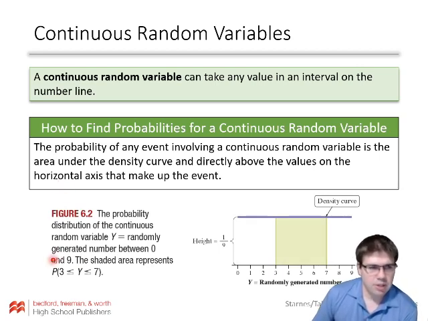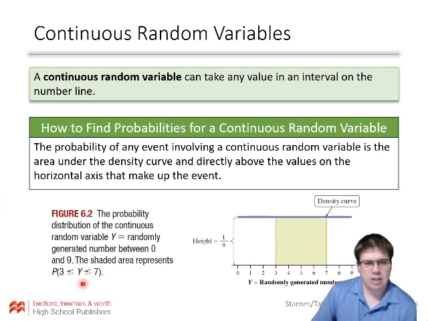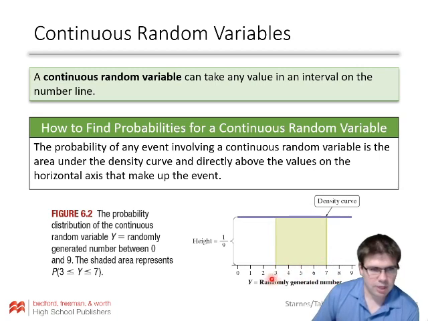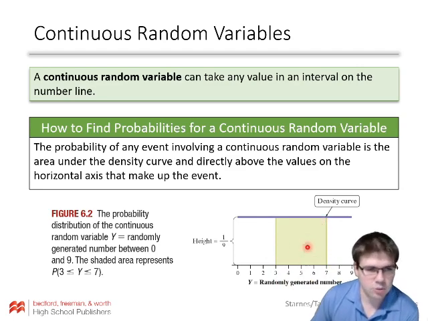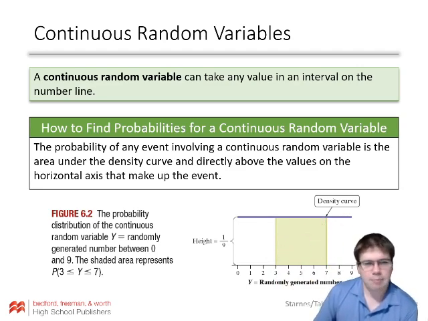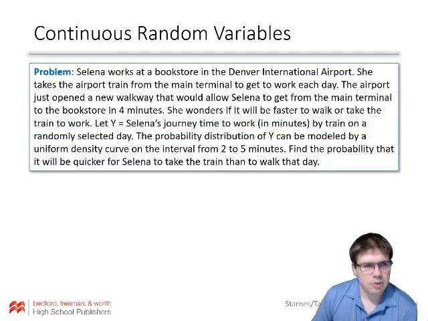The probability distribution of a continuous random variable, in this case y, with this uniform density curve, is the area below the density curve between those values. So if we want to go from 3 to 7, this shaded area underneath the density curve represents that region. If we wanted to calculate that probability, we would take 4 times 1/9, since this is just a nice rectangle, so we can calculate the area. But we'll do that in this next one.